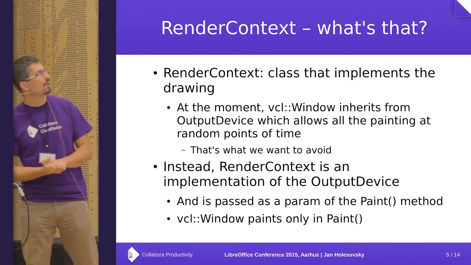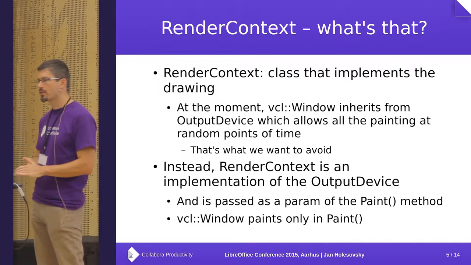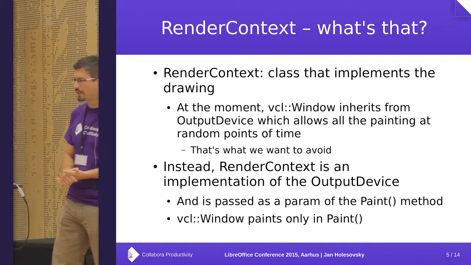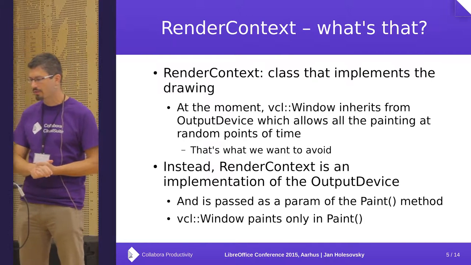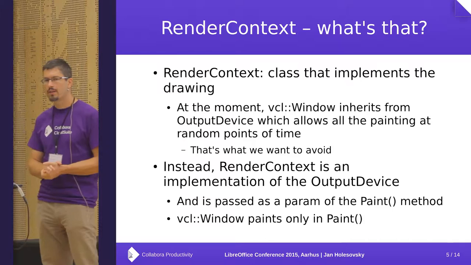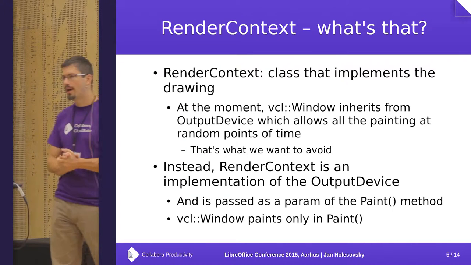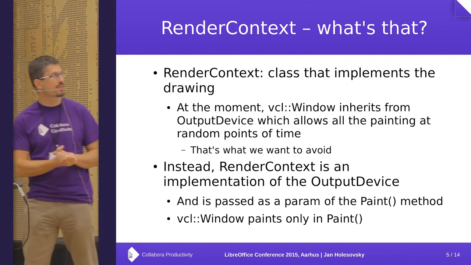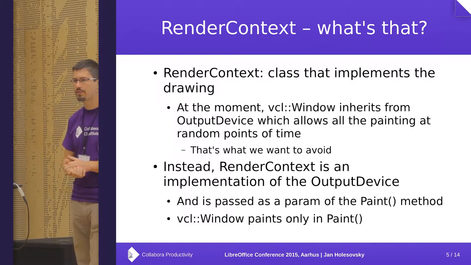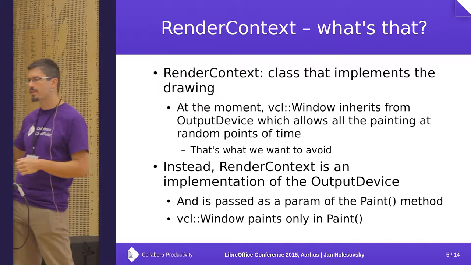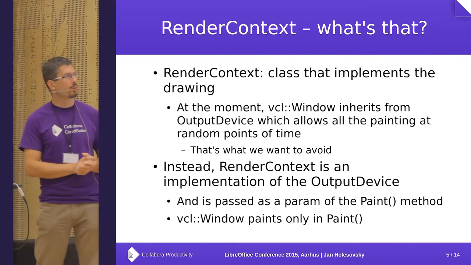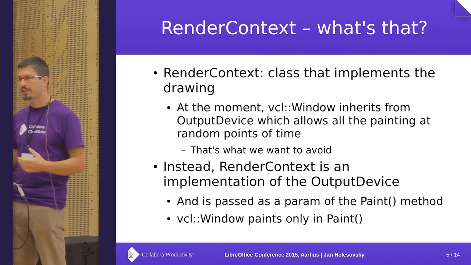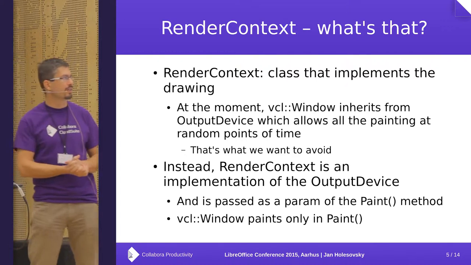So I've mentioned RenderContext. What's that? That's a class that implements the drawing itself. We decouple the window from the render context, which means that the render context itself is responsible for the lower parts of the drawing. So the render context would contain the methods to paint a rectangle, paint a line, and things like that.